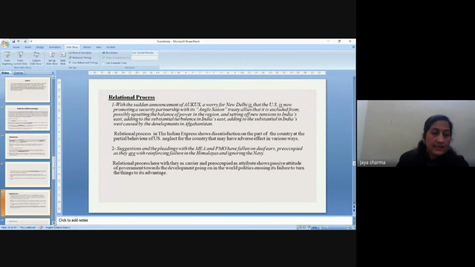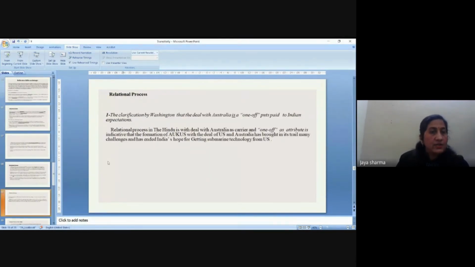And then next is, again, a relational process. "The clarification by Washington that the deal with Australia is one of... puts paid to Indian expectation." So the relational process in the Hindu, with "deal with Australia" as carrier and "one of" as attribute, is indicative that the formation of AUKUS with the deal of the US and Australia has brought in its trail many challenges and has ended India's hope for getting submarine technologies from the US.